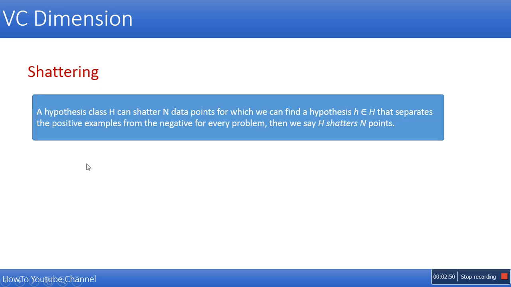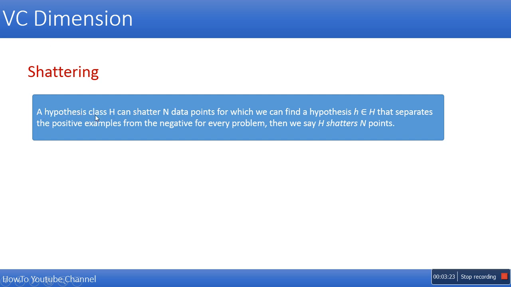Now let's understand this concept, shattering, because you might have seen this word in the definition of VC dimension. Let's say a hypothesis class H can shatter n data points. When we say hypothesis class, it can be line, square, rectangle, circle. So there are multiple hypothesis classes. Let's take a simple one, line.